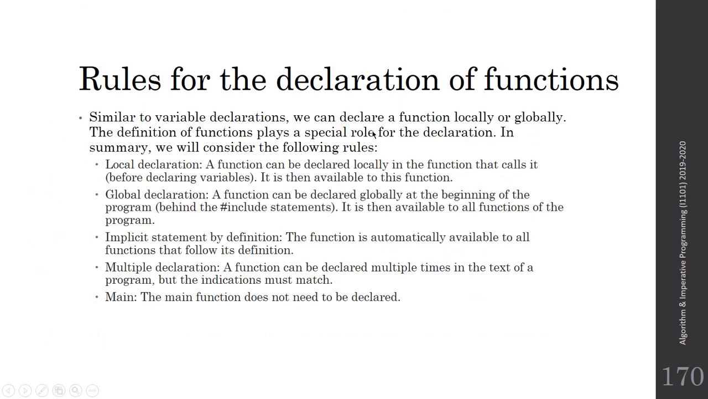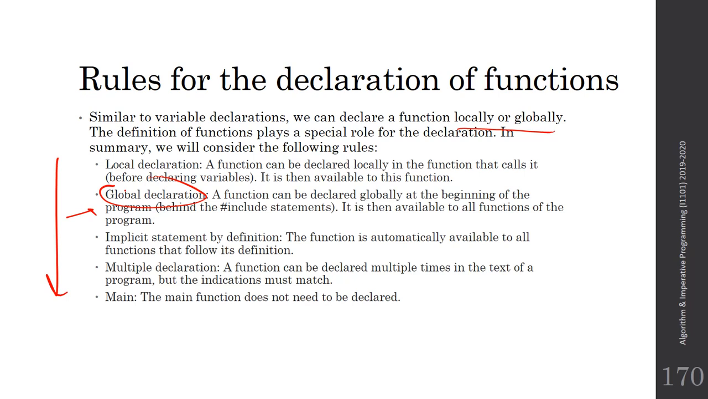So what are the rules for declaration of functions? Again, we can declare a function either locally or globally. We will consider some rules. A function can be declared locally, so it's visible just in this function. Otherwise, we can declare it globally. It's written at the beginning of the program, just after the include statement, so it's available for all the other functions. Usually we'll be doing a global declaration. We also have the implicit declaration by the definition: whenever we write a function, it is automatically available to all the functions that follow.